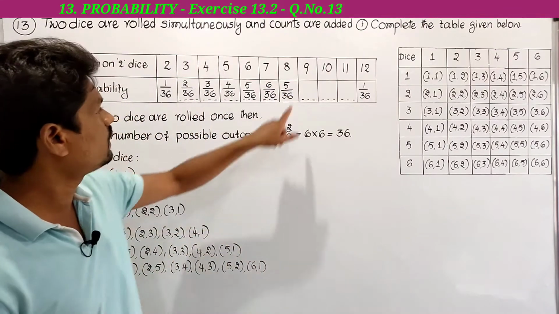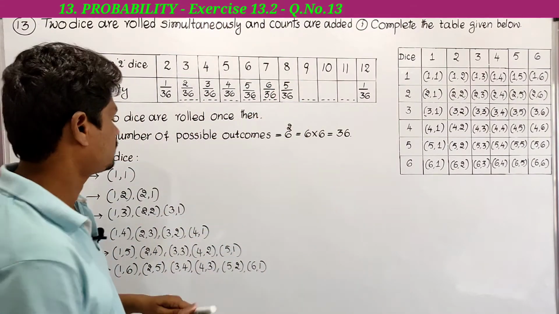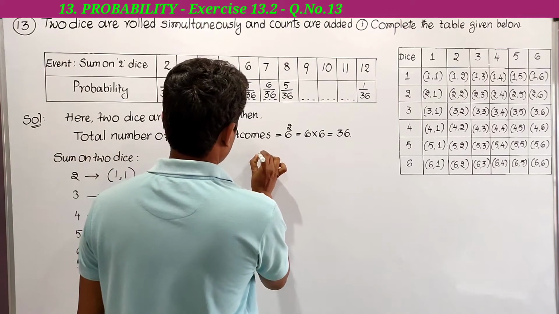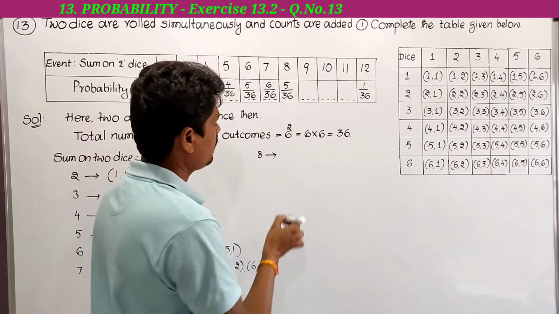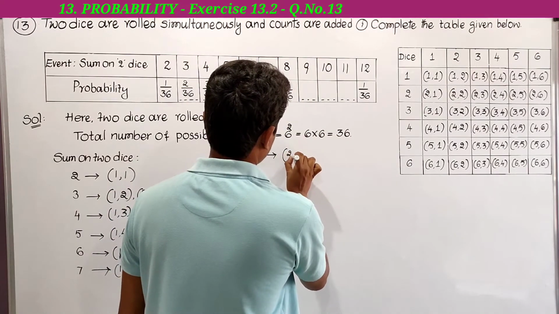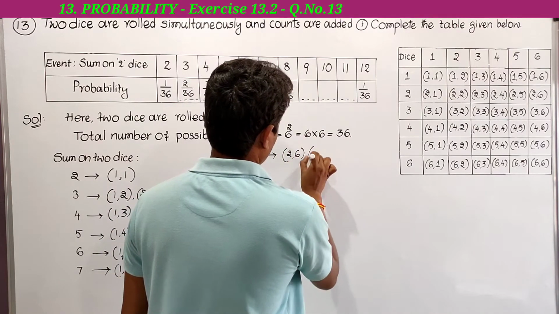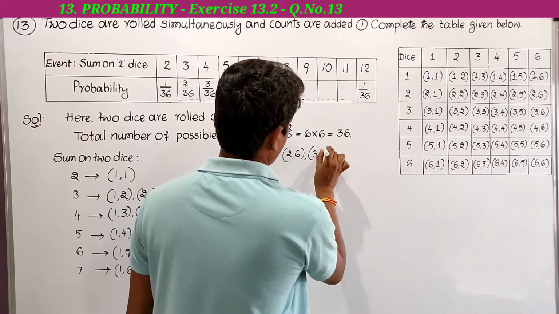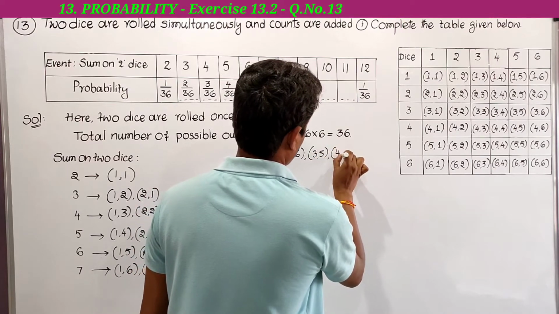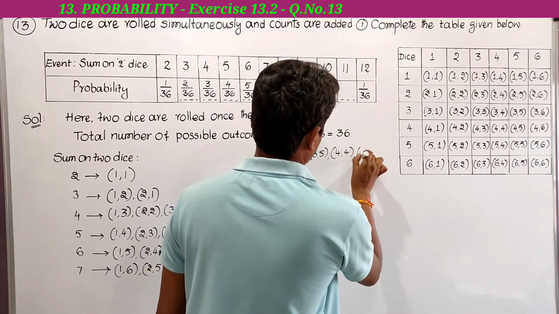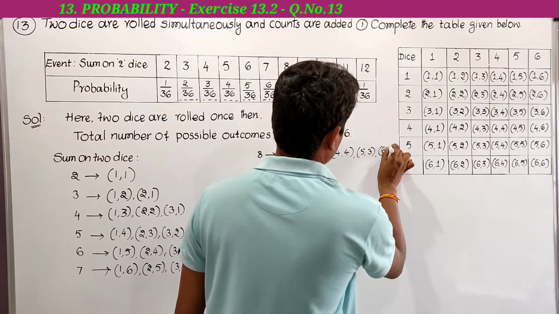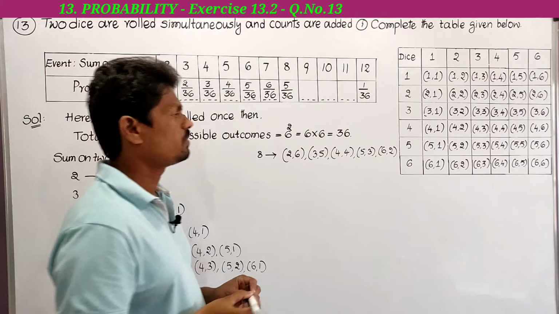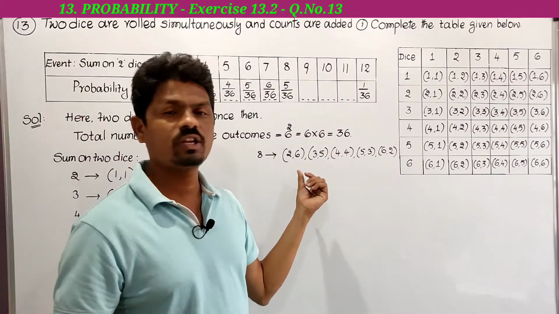So he has given for 8 it is 5 by 36. So how? Just see here, sum on 2 dice is 8. So for 8 it is 2, 6, 3, 5, 4, 4, 5, 3, 6, 2. So these are the possible outcomes for sum on 2 dice is 8.